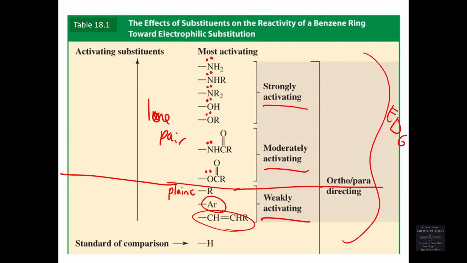Everything that's activating, though, is ortho-para directing. So this is regular benzene, and all of those groups make arenium ions that are more stable than benzene's arenium ion.